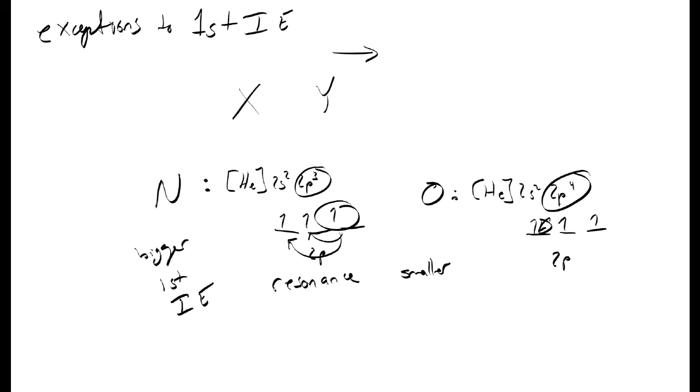You see similar sorts of things, not necessarily as dramatic as with nitrogen and oxygen, but you see that sort of thing every time you're looking at a half-full subshell versus the element directly to its right. So, for example, manganese and iron. It's not as big a difference, but it's there.